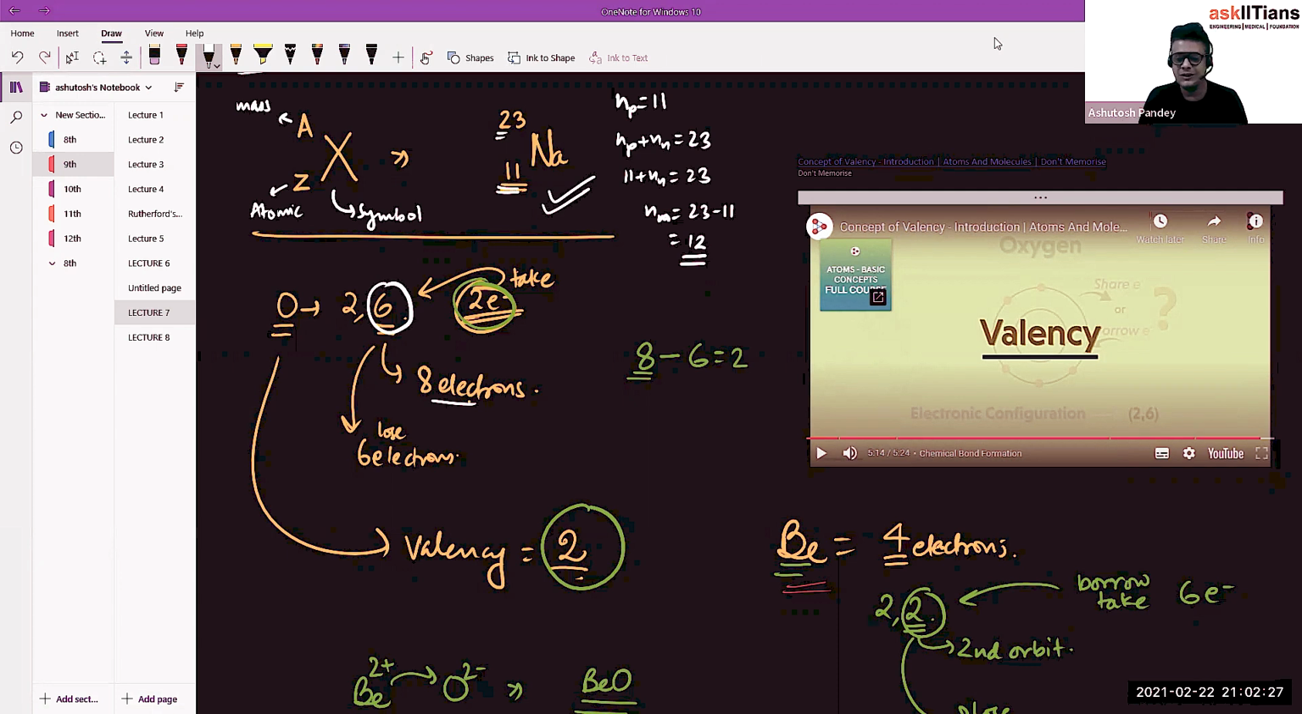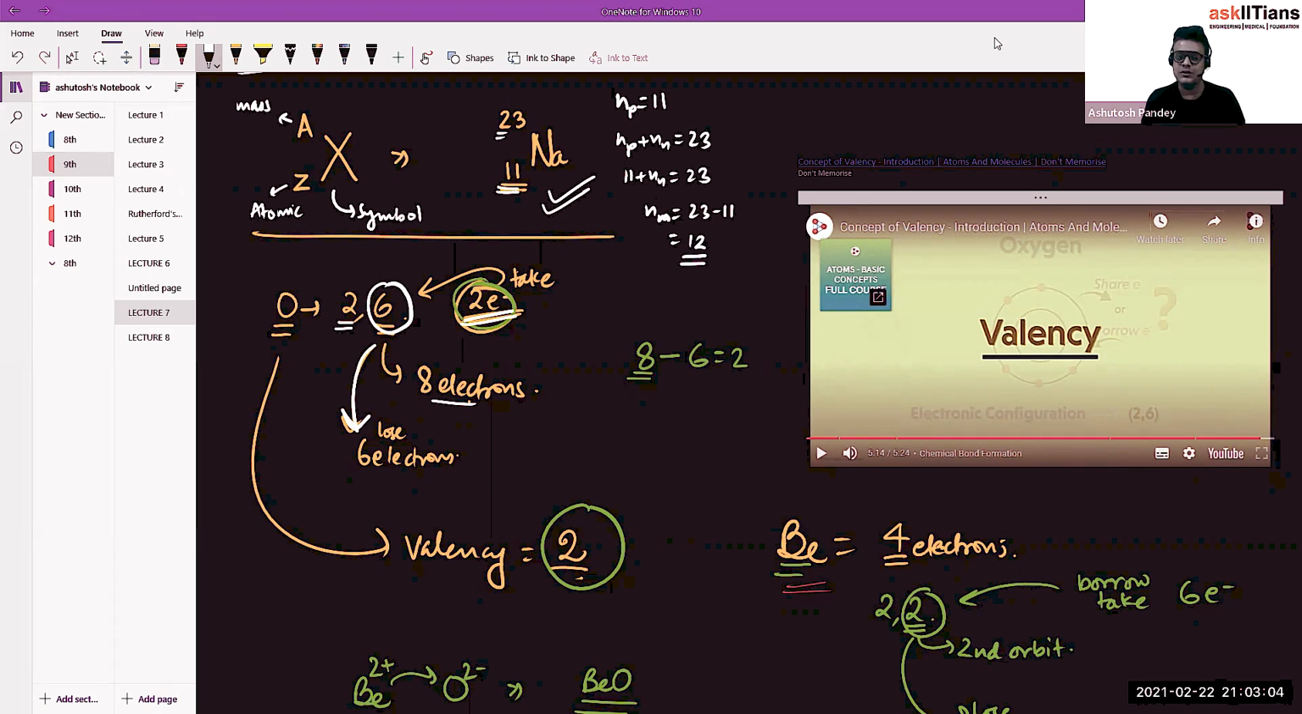So oxygen also wants to have 8 electrons, so it can take 2 electrons, or it can lose these 6 electrons to have a fully filled outermost orbit. Why? Because when it has lost all these 6 electrons, the inner orbit becomes the outermost orbit, and it is full because it can accommodate a maximum of 2 electrons, and it has 2 electrons.